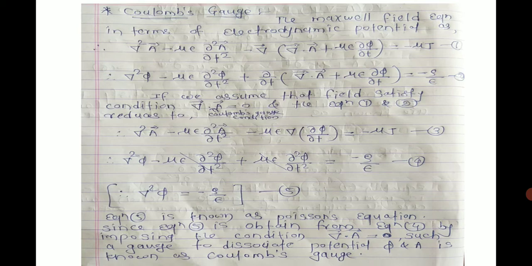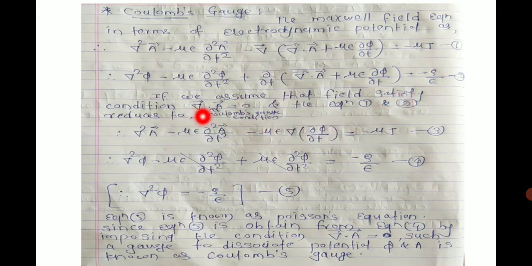Then we assume the field satisfies a condition. We apply to equations 1 and 2 this condition, that del dot A is equal to 0, and this condition is known as the Coulomb gauge condition.